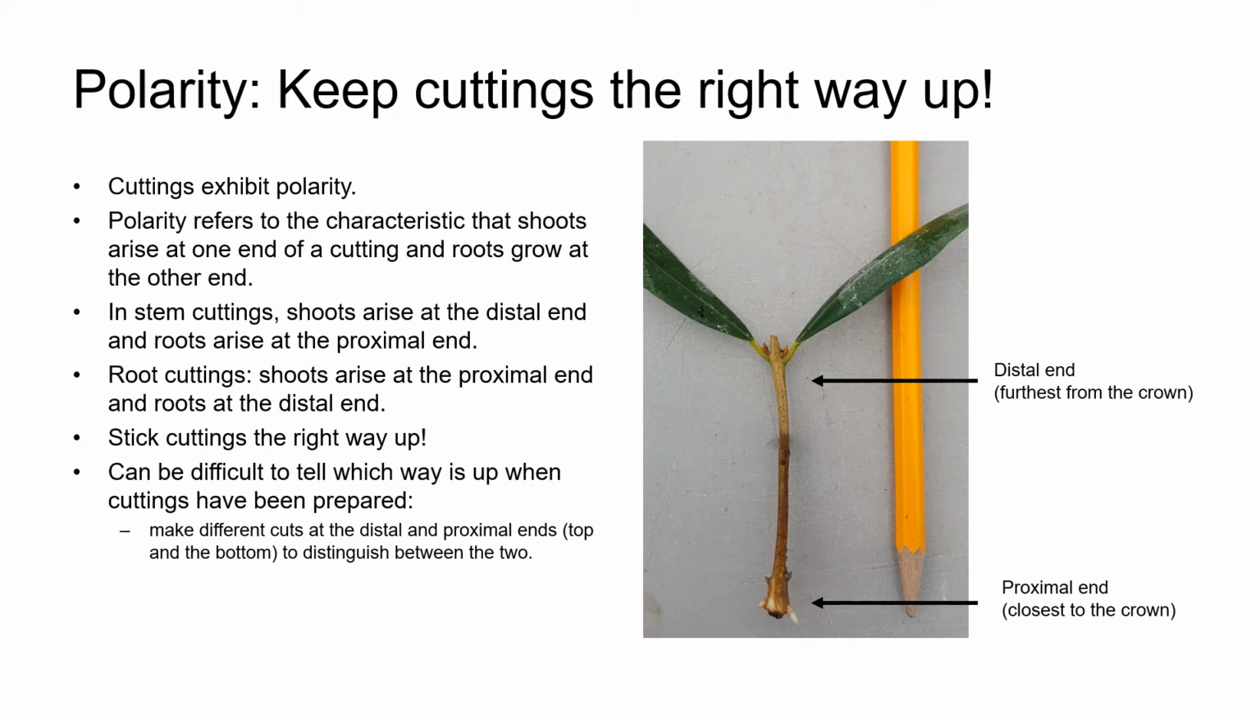It's also good practice to keep all your cuttings the right way up when they're being prepared. This helps to make sure they're stuck the right way up, and it usually saves some time if they are placed neatly in a pile, all facing the same direction during preparation. Sometimes it can be difficult to tell which way is up when cuttings are being prepared, so it's good practice to make different cuts at the distal and proximal ends to distinguish between the two. For example, make a slanted cut at the proximal, the bottom end, and a straight cut at the distal end.